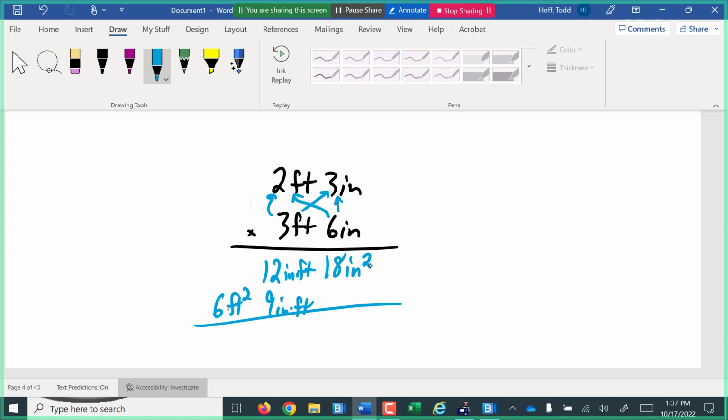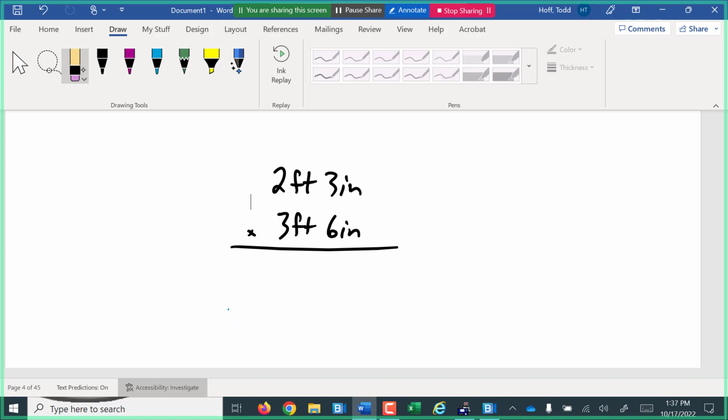Well, we haven't walked around in suits of armor for quite a while, so that's a unit that has not been used for several hundred years, and we really don't want to bring it back. So what we do when we go to multiply measurements is we express them all in a single unit. So this would either be expressed in all inches or in all feet.